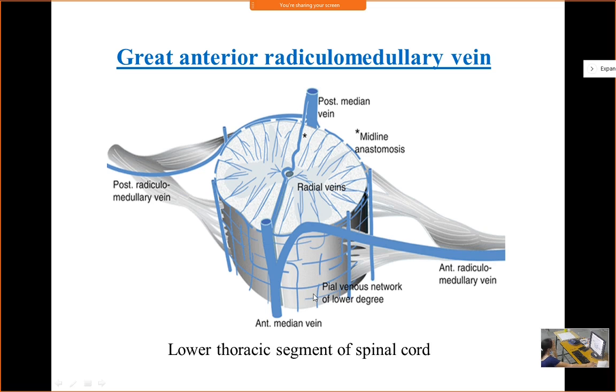Have you heard that name? Arteria radicularis magna of Adamkiewicz? No, ma'am. You have read about the arteries, right? You don't know arteria radicularis magna. That is because there are the anterior spinal artery and the posterior spinal artery, and in the lower part of the spinal cord, they are very thin.